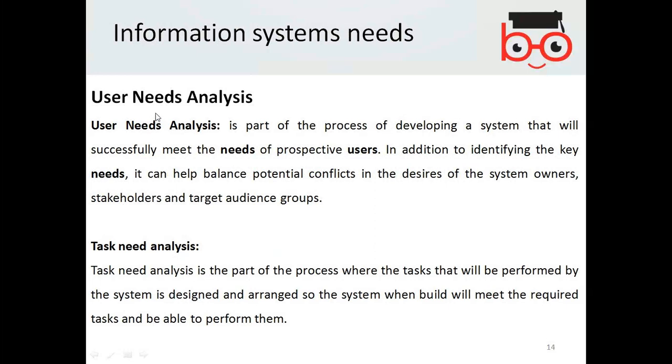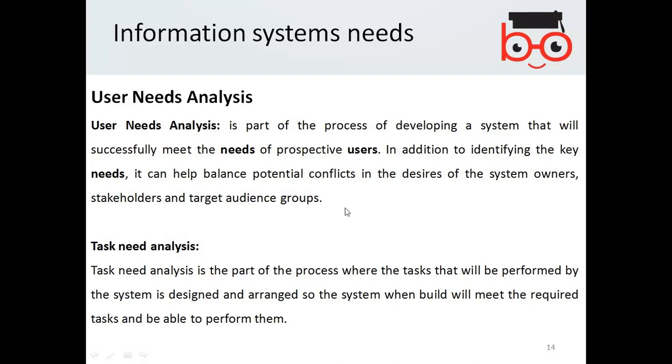Information system needs, user needs analysis. You need to know the user needs. User need analysis is the part of the process of developing a system that will successfully meet the needs of prospective users. In addition to identifying the key needs, it can help balance potential conflicts in the desires of the system owners, stakeholders and target audience groups.